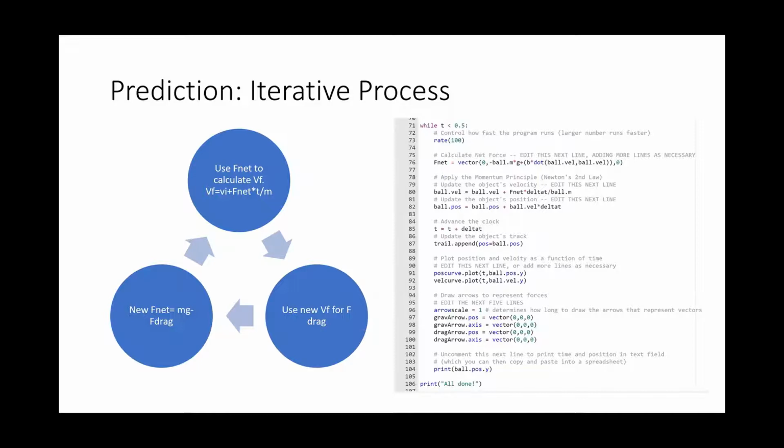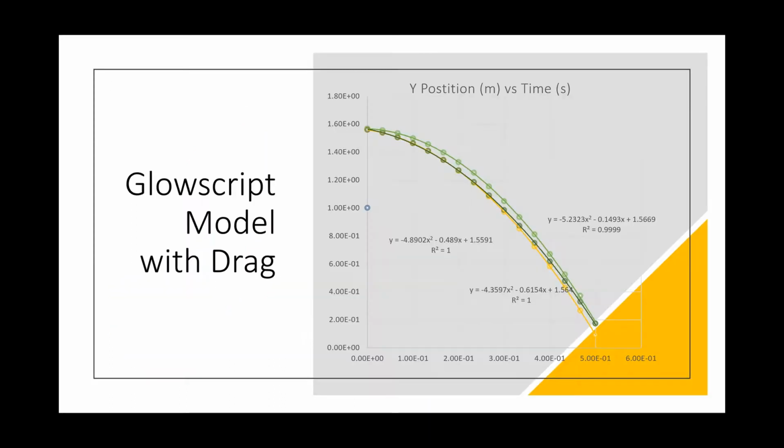In the next computational model, I used an iterative process to recalculate the Fnet, velocity, and position after each 0.03 second interval. To calculate k, the proportionality constant of drag force, I used trial and error, tuning k until the final position was the same as the final position in my Tracker model. And you can see that the trend line for Tracker in green is significantly more similar to the gray model with drag than the yellow without.